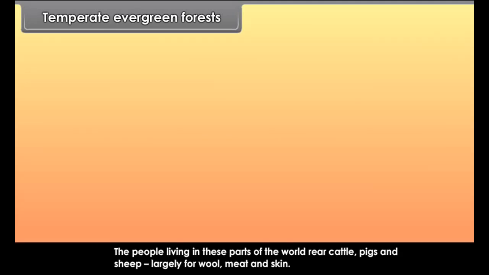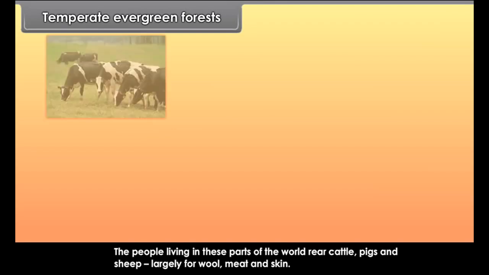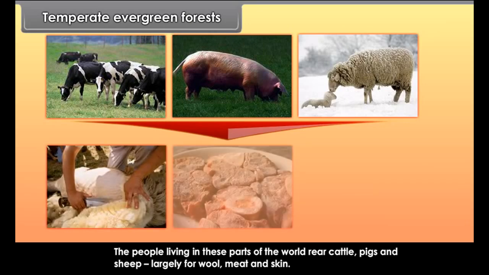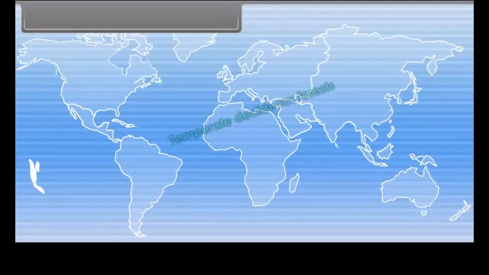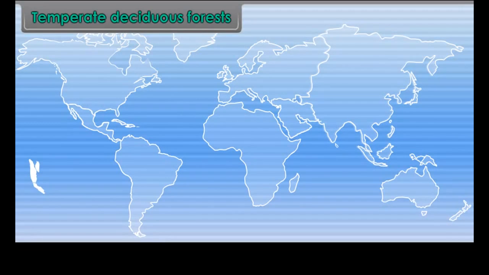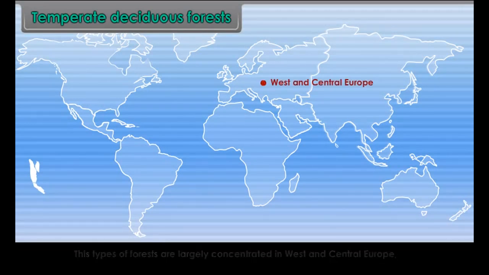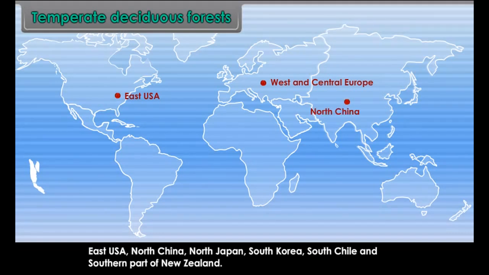The people living in these parts of the world rear cattle, pigs and sheep, largely for wool, meat and skin. Temperate deciduous forests. This type of forests are largely concentrated in West and Central Europe, East USA, North China, North Japan, South Korea, South Chile and southern part of New Zealand.